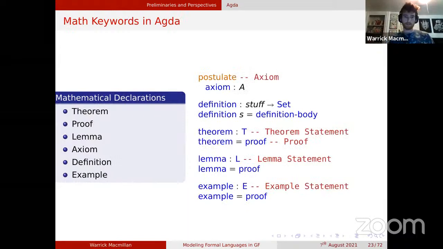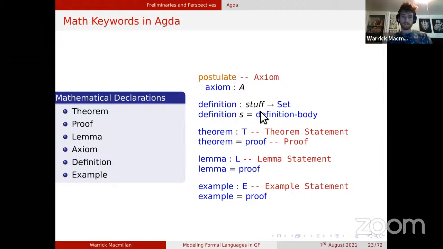So let's just compare the syntax from mathematics and Agda. You have theorem, proof, lemma, axiom, definition, example, and I forgot corollary, but it's the same. So in Agda, there's basically just these basic declarations. So postulate says there's no term associated with the type, but it's not recommended to use it in Agda in some sense because it breaks the computational power of it.